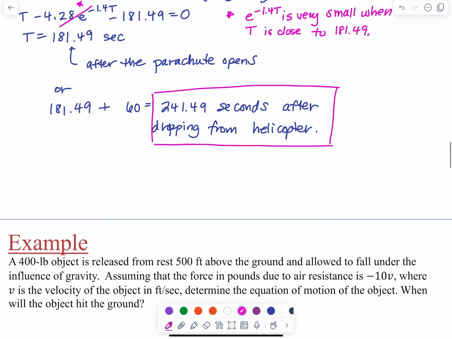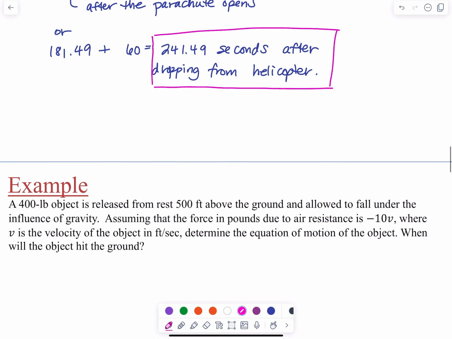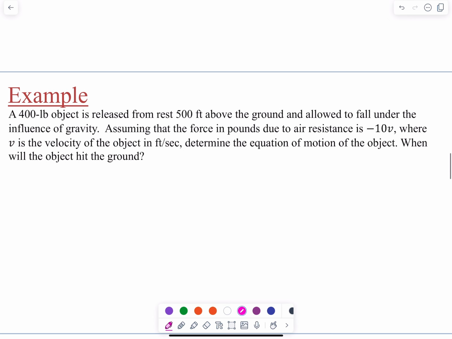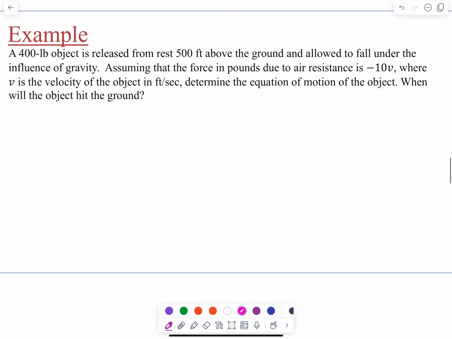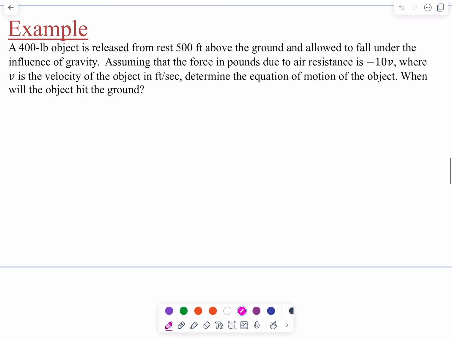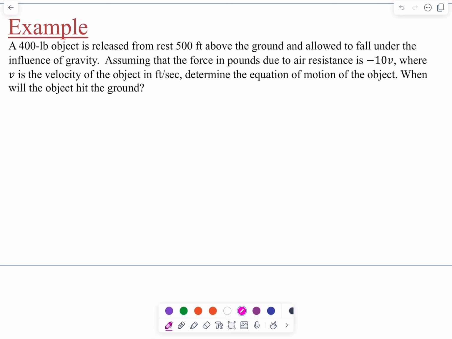Let's go ahead and take a look at our next example. A 400-pound object is released from rest 500 feet above the ground and allowed to fall under the influence of gravity. Assuming that the force in pounds due to air resistance is negative 10 v, where v is the velocity of the object in feet per second, determine the equation of motion of the object. When will the object hit the ground?